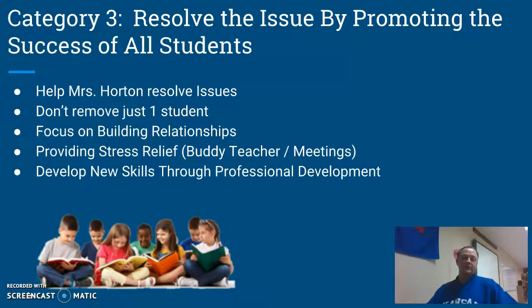And then also, all students will be successful if I develop new skills through professional development. By learning new skills, I'm going to increase my teacher toolbox, so to speak, and I'm going to provide effective teaching strategies that are going to help students learn.